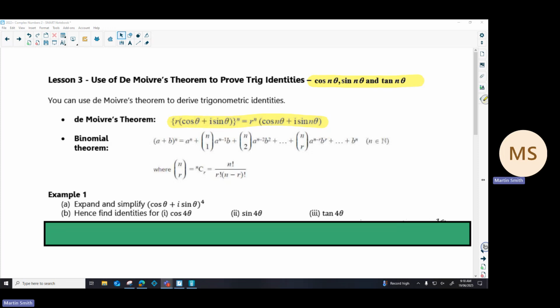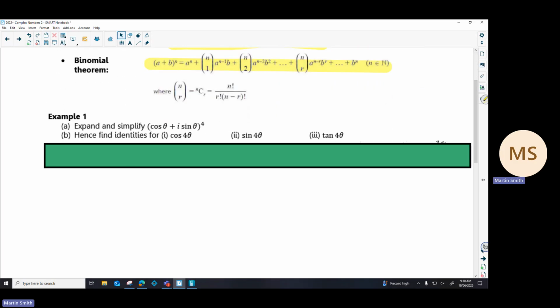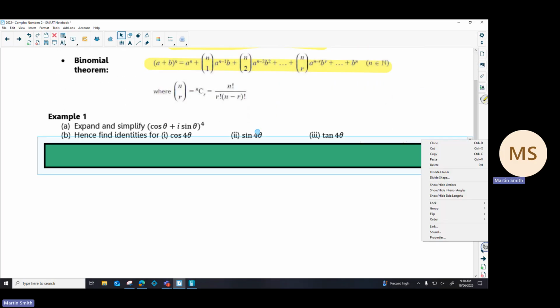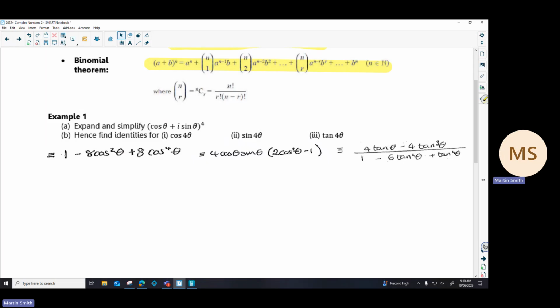Now, the method is going to combine De Moivre's theorem with a bit of classic A-level mathematics, which is the binomial theorem. So that's also on the formula booklet, the rule for expanding (a plus b) to the power of n. Now, what I'm going to do is go through example 1 with you, but can I strongly encourage you to add something to the question.